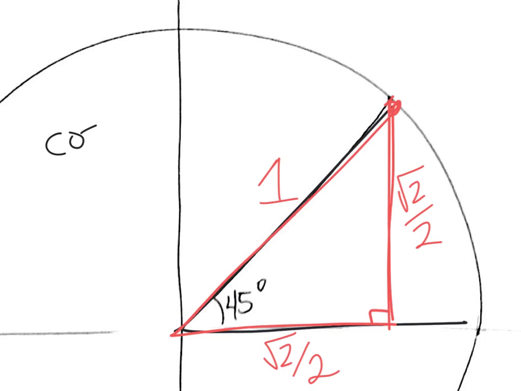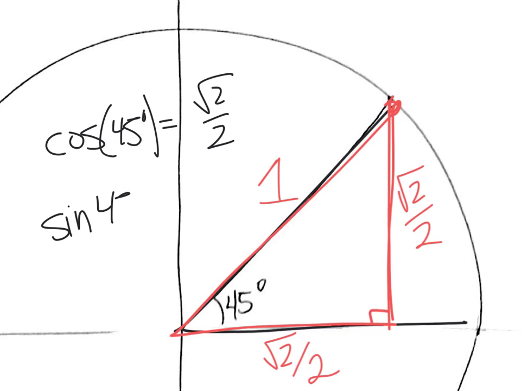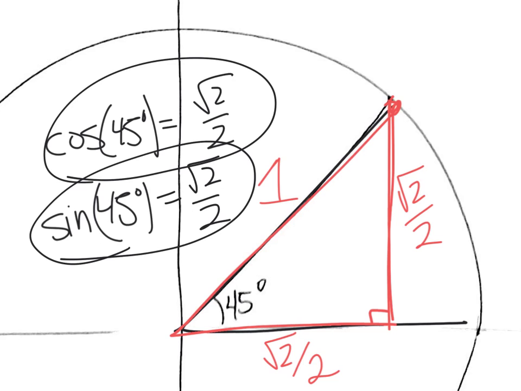So we can say that the cosine of 45 degrees is square root 2 over 2. And your calculator will tell you 0.707. And the sine of 45 degrees is the y coordinate, and that is root 2 over 2. Wait, is it that easy? Yes. Another example.